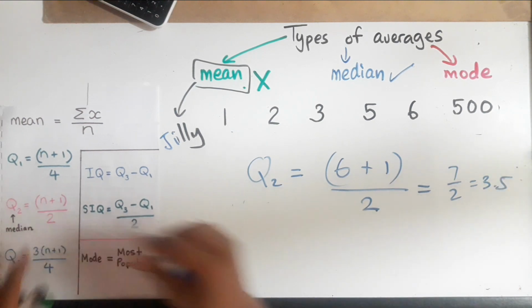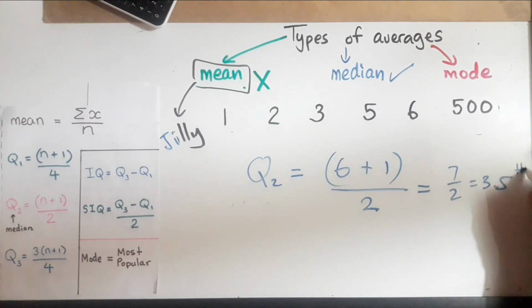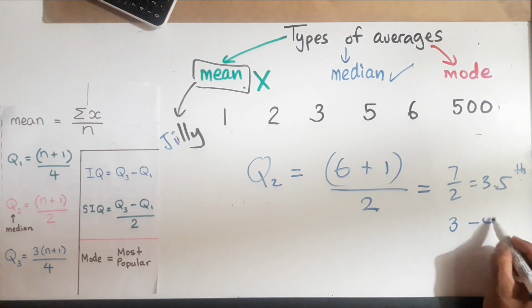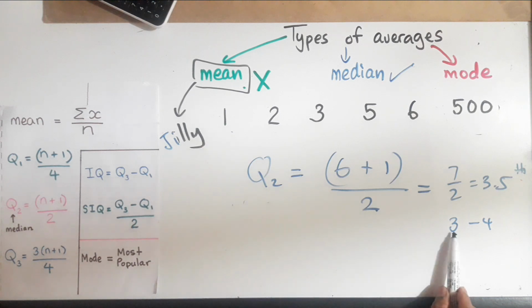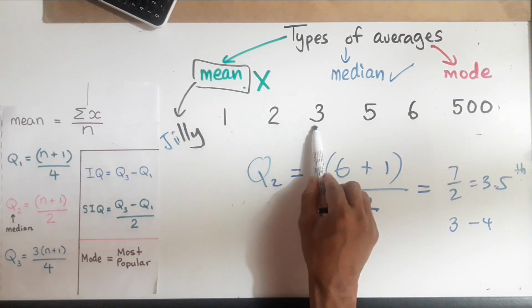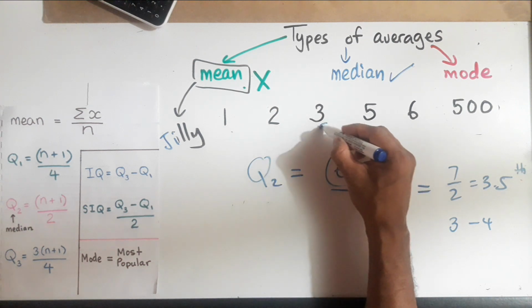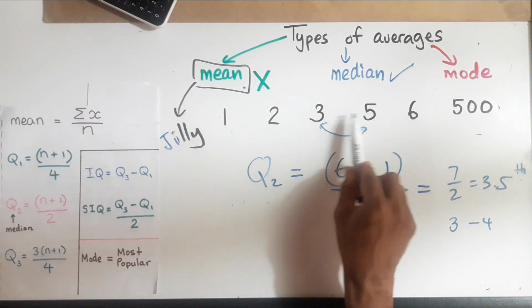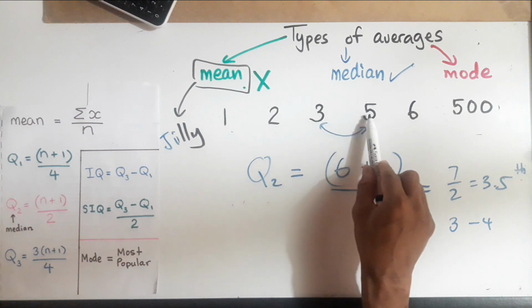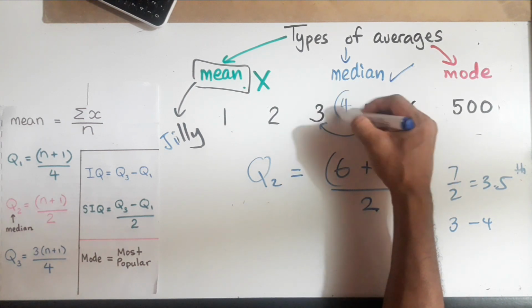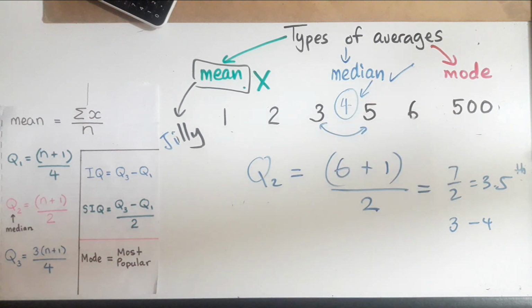Now remember, when you use this, you're looking for the 3.5th number. So 3.5 is in between 3 and 4, so between the third and fourth term. First, second, third, and here's the fourth. The median is in between here and here, right? The 3.5th term. So when it lands in between two numbers, you add the two numbers: 3 plus 5 is 8. 8 divided by 2 is 4. So the median is 4.